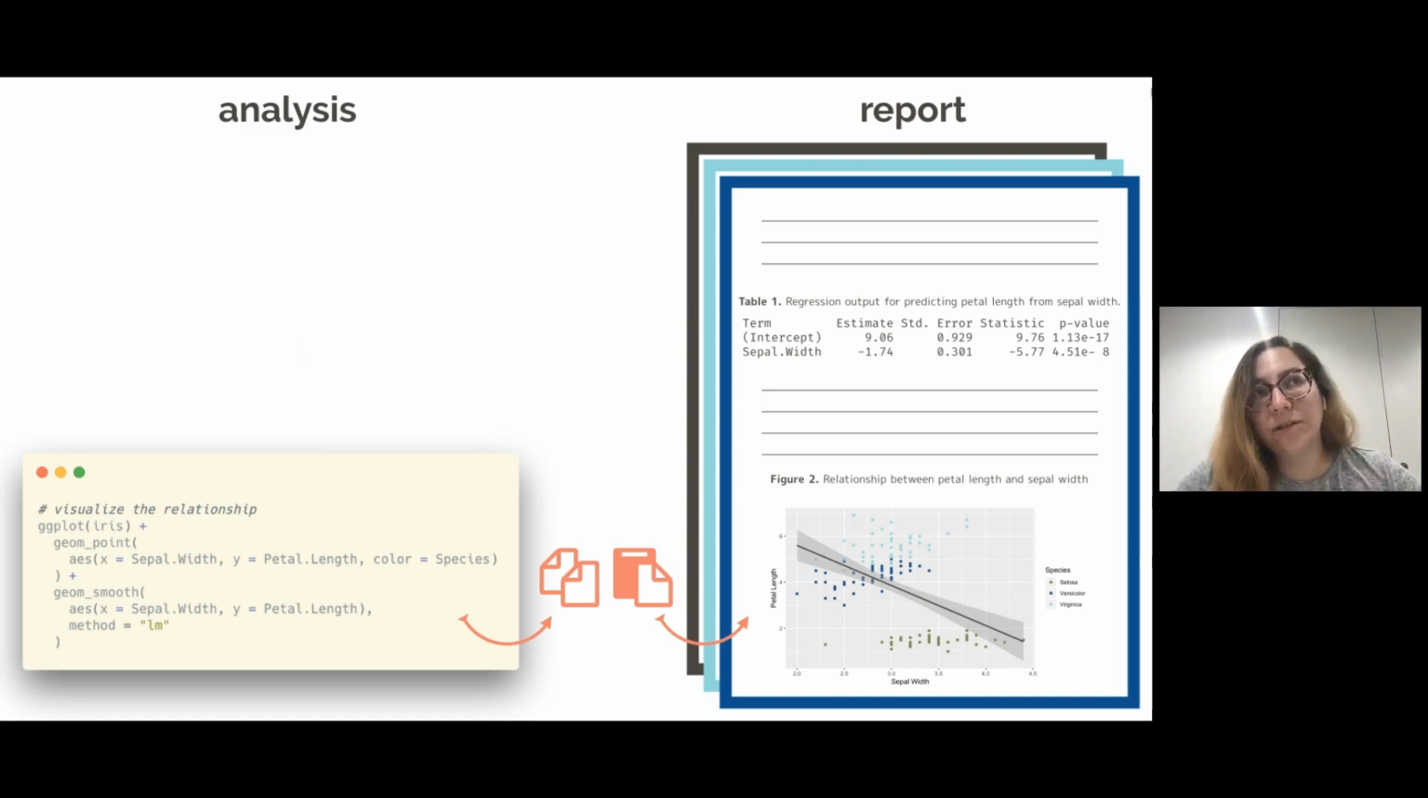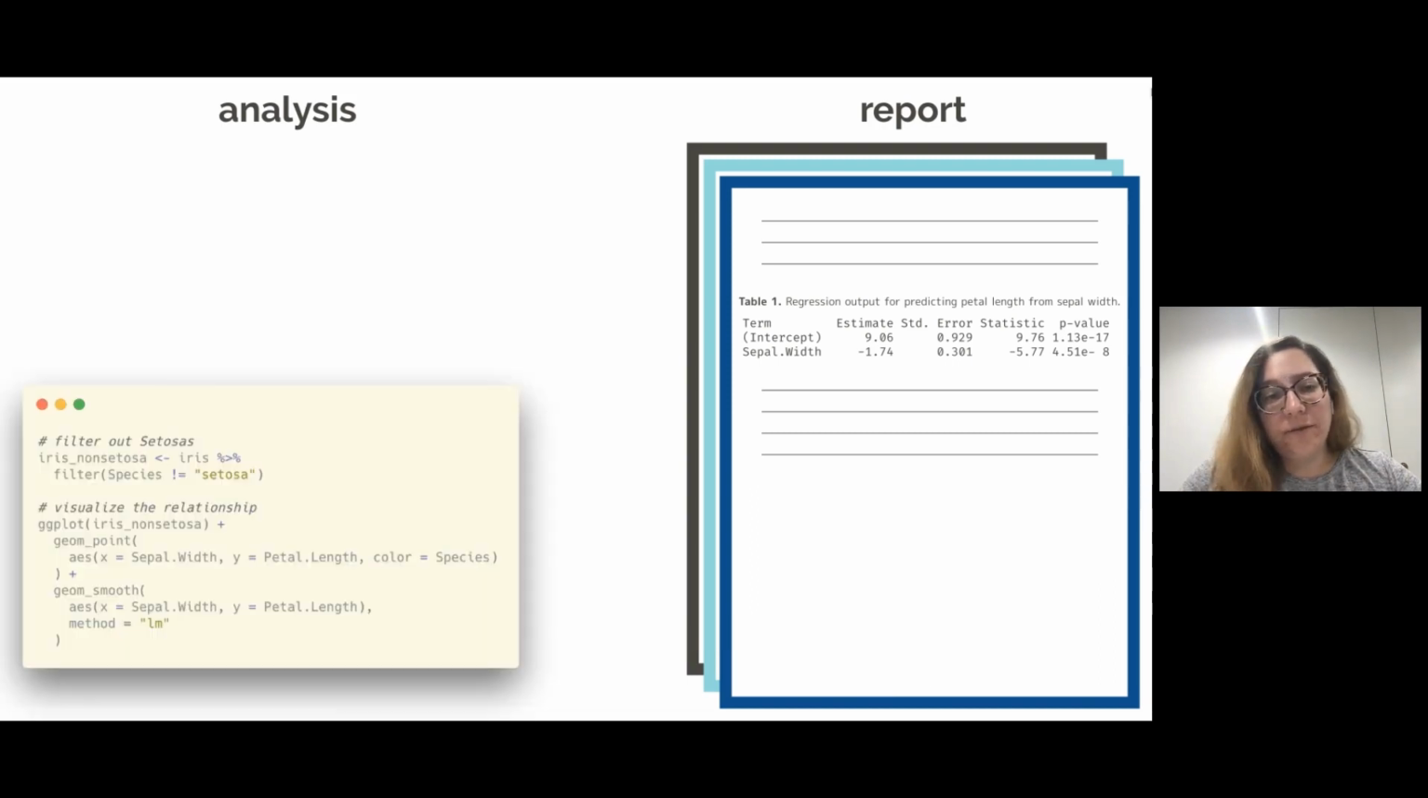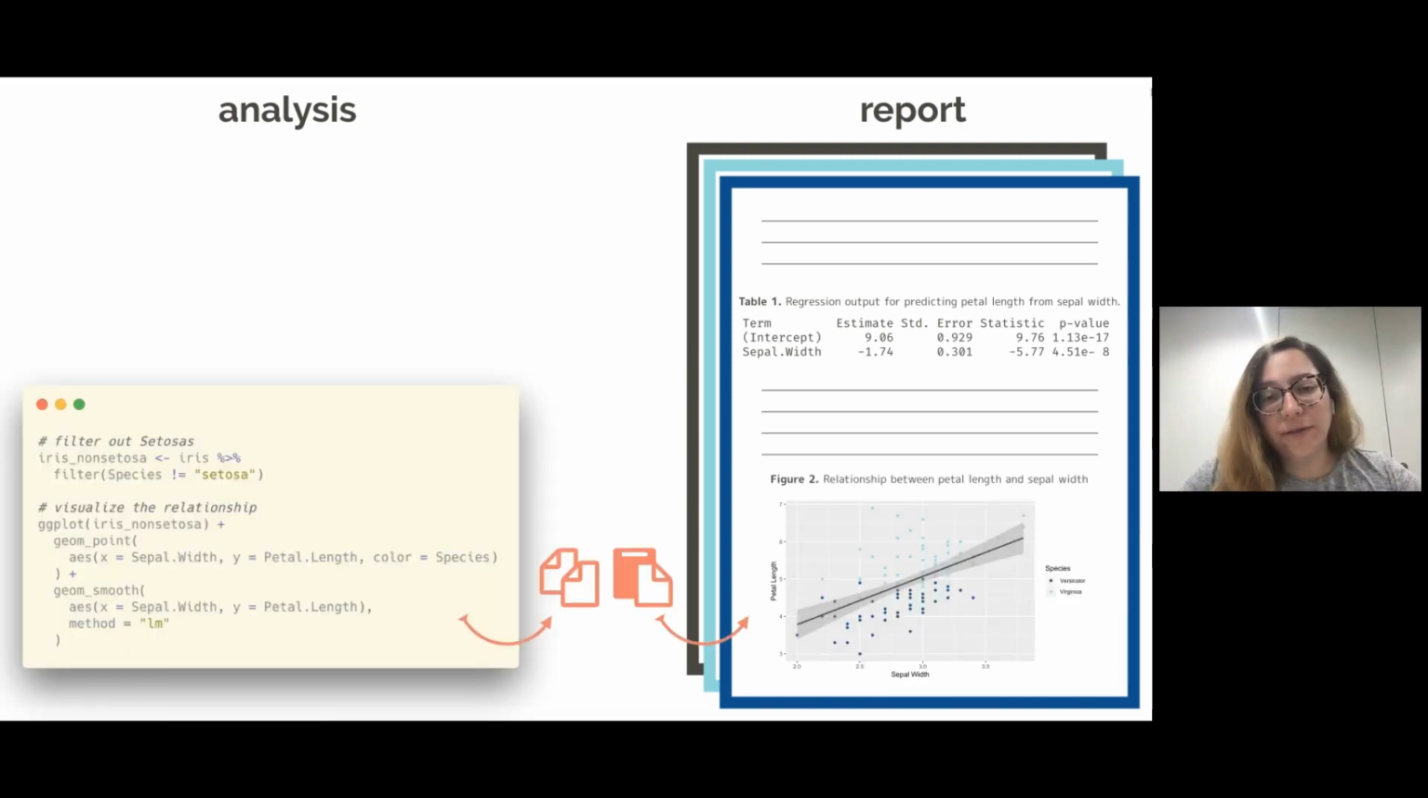I'm going to actually remove one of the groups and only do the analysis on the other 2 groups. So then what I do is I actually filter out the setosas, copy and paste, and say, okay, this looks much better. This is the work I want to be working on. And then I go on my merry way.